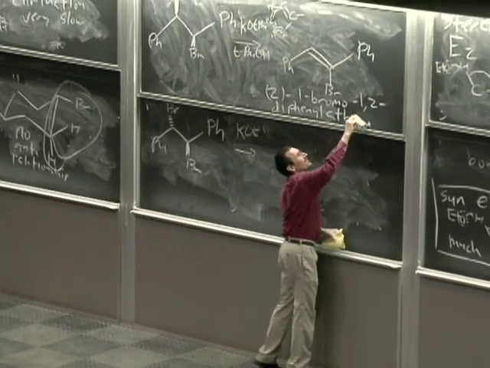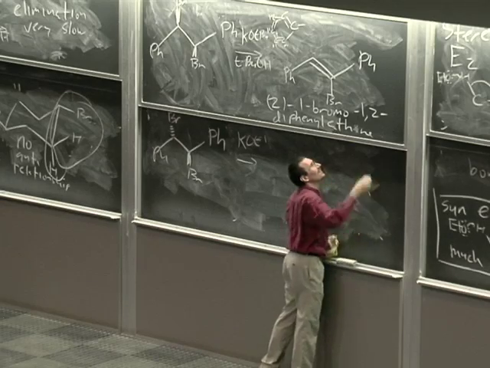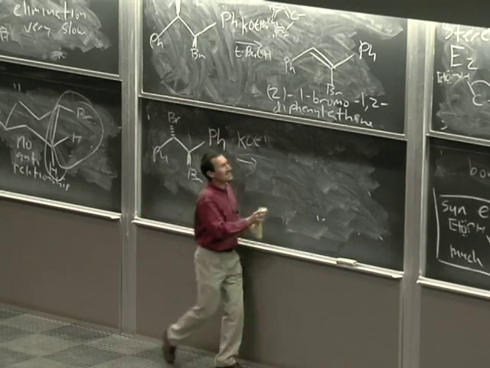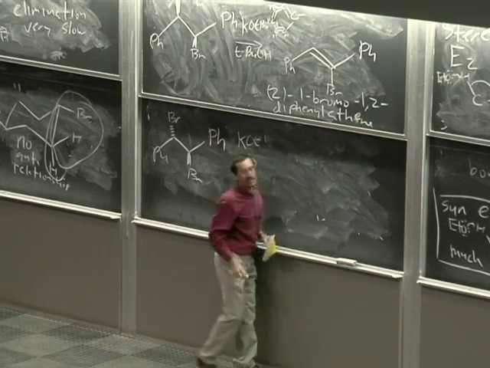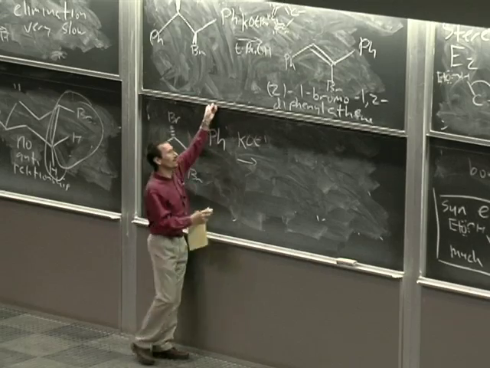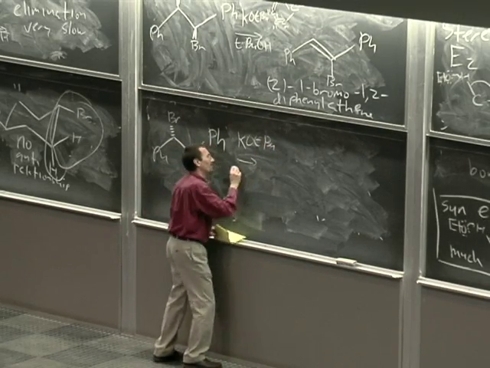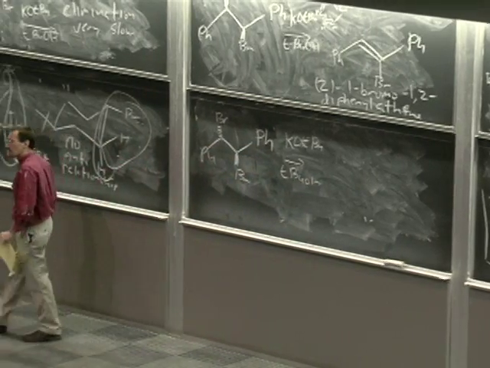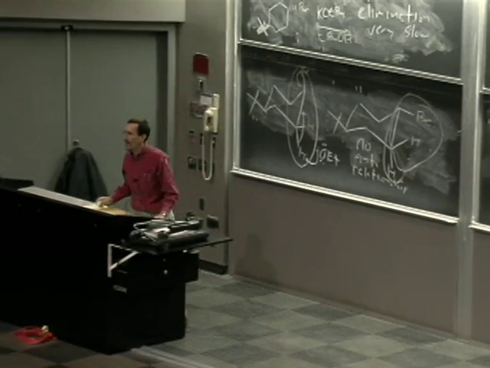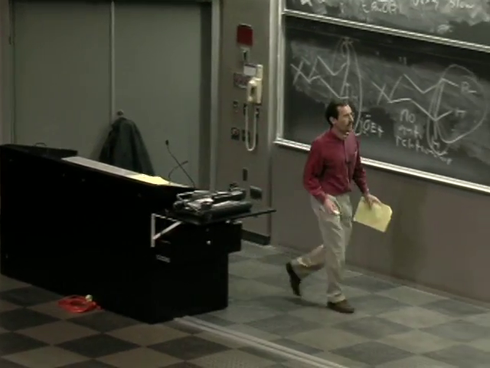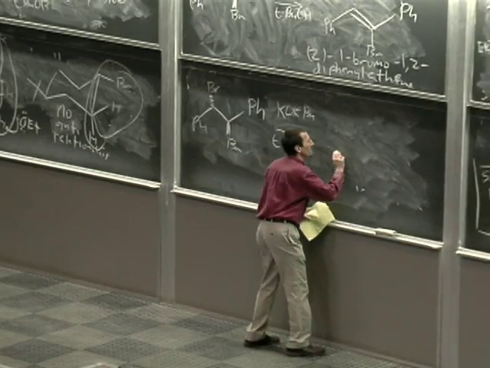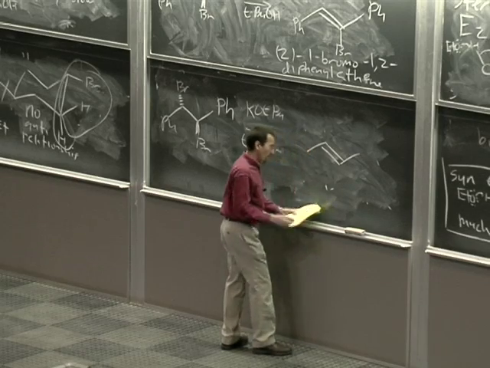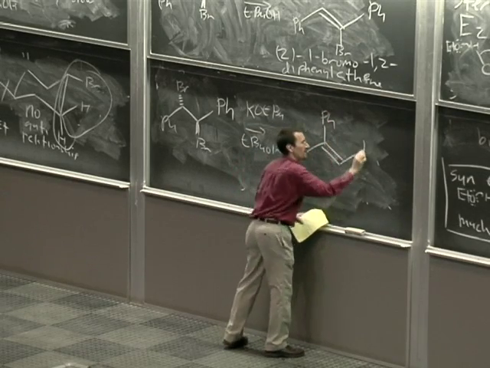Ethene. 1-bromo-1,2-diphenylethene, because we have the double bond. And now we generate the other alkene diastereomer. So now, instead of ending up with the Z product, we end up with the E product.